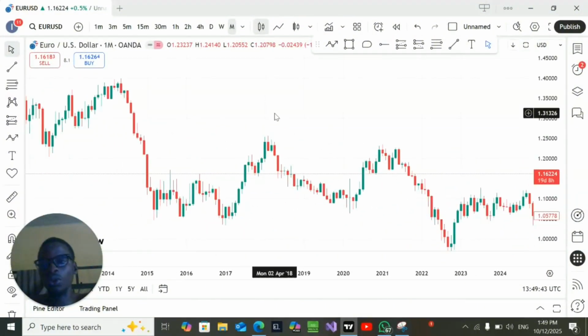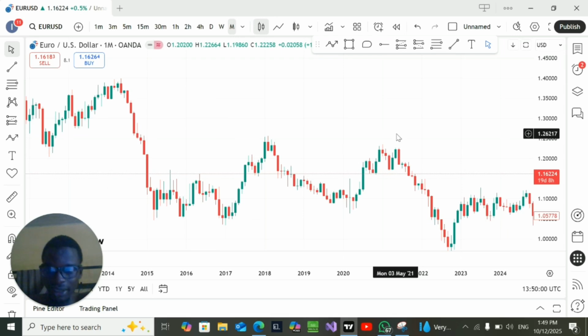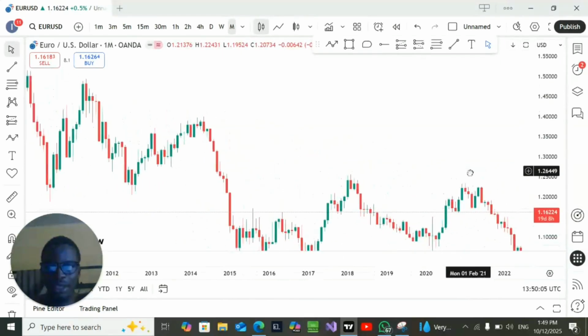Okay, so when we already looked at the DXY, which is the dollar index, which is now on a monthly demand, which means that the dollar is going to rise, which means that all the pairs like Euro USD, GBP USD, they are going to fall. Yes, and look for more buys on USD JPY. Okay, so looking from this, we could see that the market is very bearish.